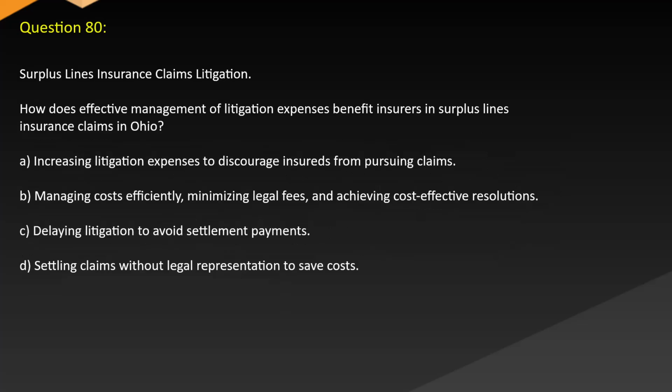Ohio Administrative Code 3901-154. Question 80. Surplus lines insurance claims litigation. How does effective management of litigation expenses benefit insurers in surplus lines insurance claims in Ohio? A. Increasing litigation expenses to discourage insureds from pursuing claims.